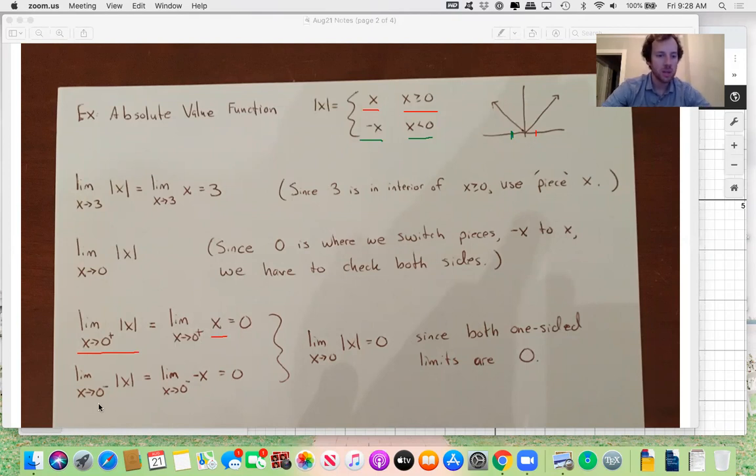And then we do the same thing on the other side. If we're looking at the limit from the left, well, that's where we're less than 0. So the formula that we're using is minus x. That's the formula that we use when it comes time to really evaluate the limit. And here again, we can do this by just putting in x equals 0. Minus 0 is still 0. And so 0 is the limit we're looking for.